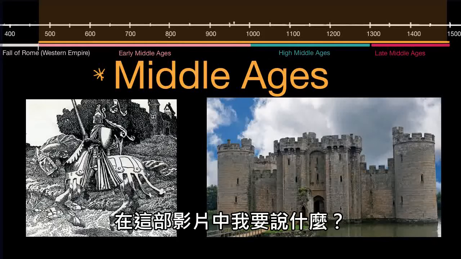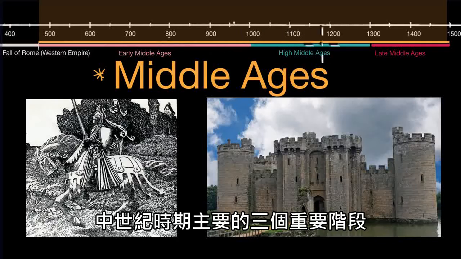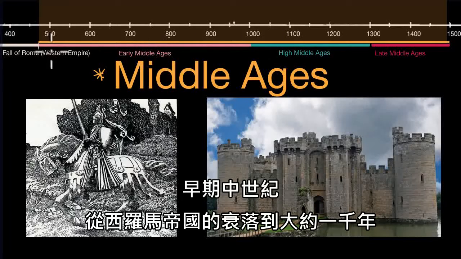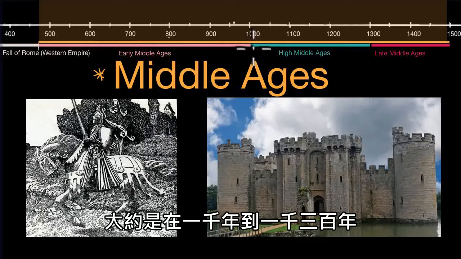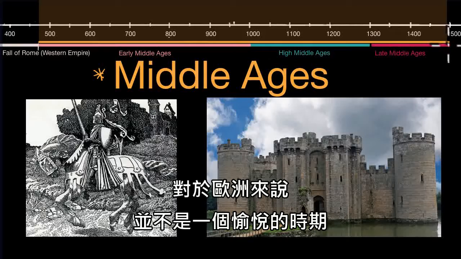Now, what we're going to do in this video is we're going to look at maps of the various time periods of the Middle Ages. The Middle Ages are broadly divided into three major sections. The early Middle Ages, from the fall of the Western Roman Empire till about the year 1000. The High Middle Ages, which was a high point for the Middle Ages in Europe, which goes from about the year 1000 to the year 1300. And then the Late Middle Ages, which gets us to the 15th century and is considered not that pleasant of a time to live in Europe.